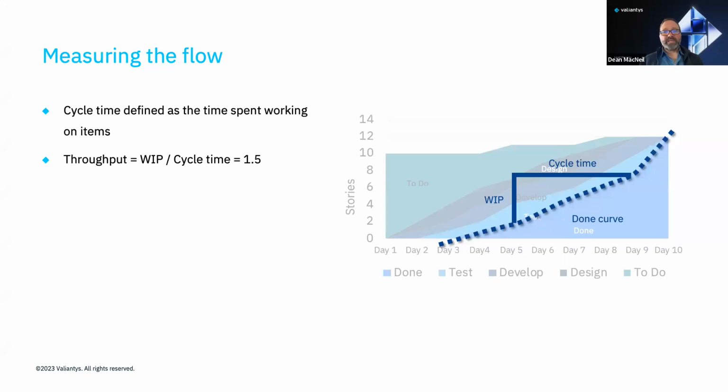And lastly, we can get a sense of our throughput by dividing work in progress by cycle time. Here we have 6 items in progress and a cycle time of 4 days, so our throughput is 1.5 items per day. There are marketplace apps for Jira that could automatically calculate this for you.